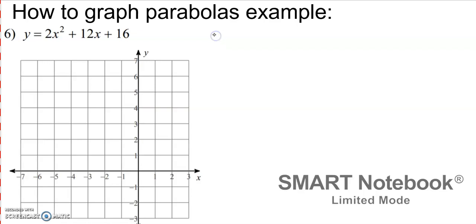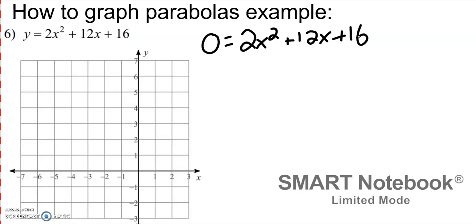To do that, I have to set it equal to 0. So 0 is equal to 2x squared plus 12x plus 16. We can pull out a factor of 2, or we can divide everything by 2. It's the same terminology. So we have 0 is equal to x squared plus 6x plus 8. And we want to find factors of a times c, so that's 1 times 8, that will add up to b, which is 6. So what are factors of 8 that add up to 6?